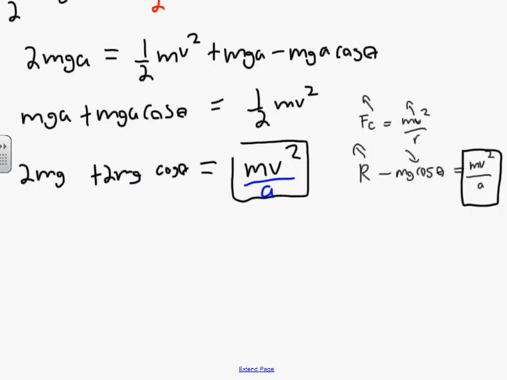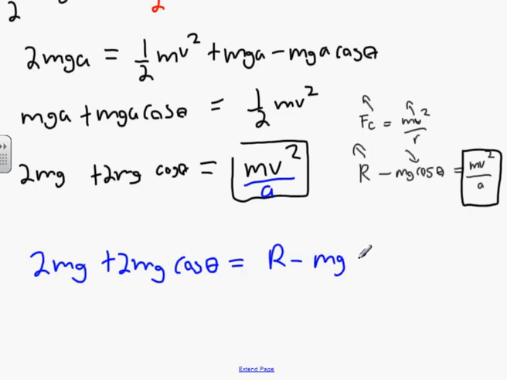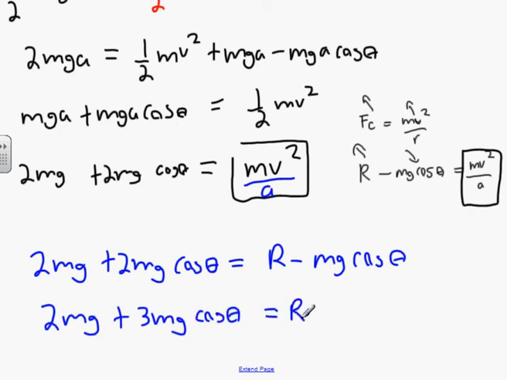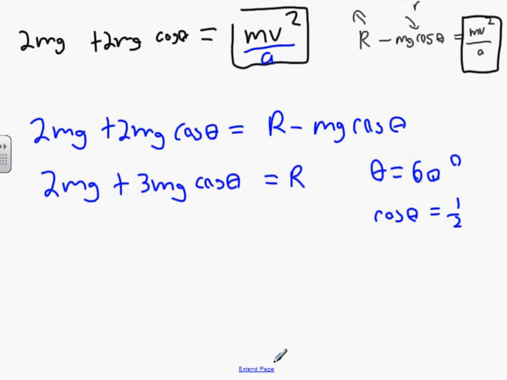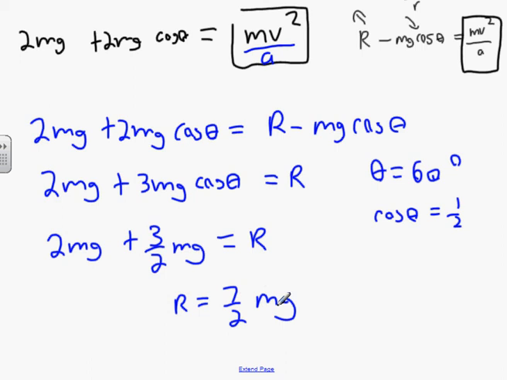So now what I can say next is that, what can I say? I can say 2mg plus 2mg cos theta equals r minus mg cos theta. Bring it over to your side. 2mg plus 3mg cos theta equals r. Now what does it say about theta? Theta equals 60 degrees. Therefore cos theta will equal a half. So 2mg plus 3 over 2 mg, and r equals 7 over 2 mg. That's perfect. Okay, it's one of them done.